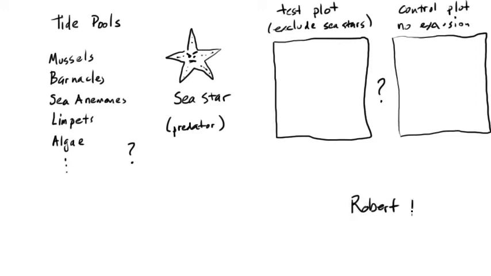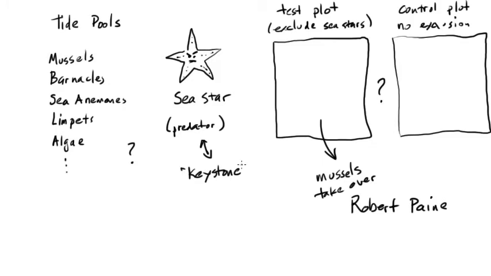Robert Paine did exactly this experiment in the 1960s in Makah Bay in Washington state. He found that in the absence of sea stars, one species, the mussel, came to dominate the bottom while the rest of the encrusting species were driven to local extinction. What this tells us is that competitive exclusion really does happen, or it would happen if not for the predatory starfish continually opening up space for the anemones and barnacles and other things to persist. The starfish plays the role of the keystone species in this community.